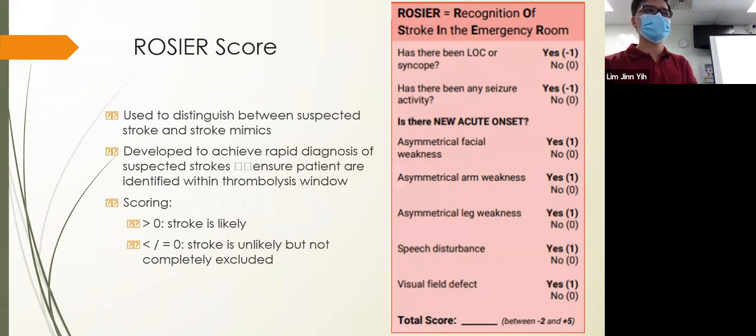So, any of these. For this doctor. Next page.